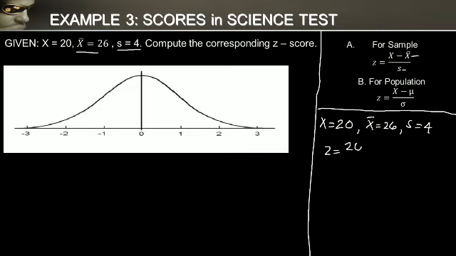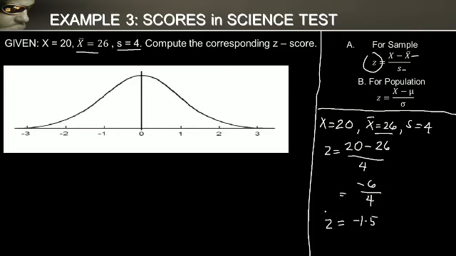So, 20 minus the value of your mean, 26. Kasi alam nyo naman na po yung formula. Ito na po, no? Sundan na lang po. All over the value of standard deviation of 4. And then, 20 minus 26, that is negative 6, all over 4. Now, z is equal to negative 6 divided by 4, that is negative 1.5.